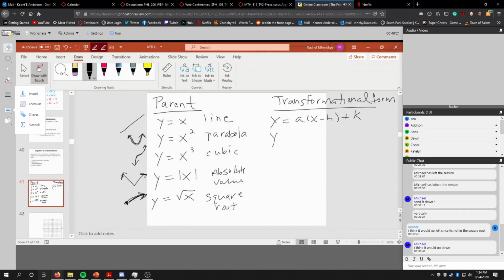If I have a quadratic, it might look like this. I have a cubic, it might look like this. Absolute value.